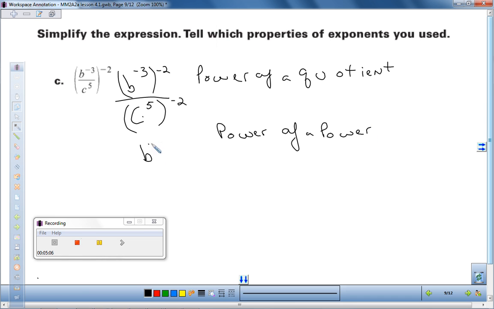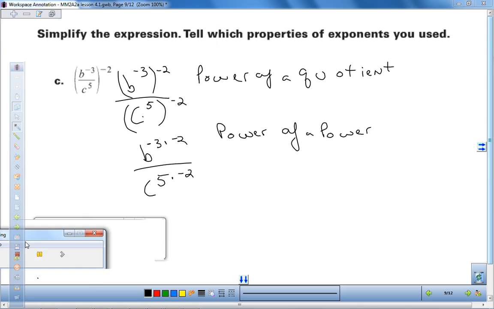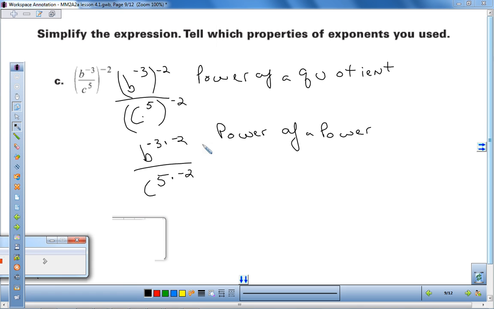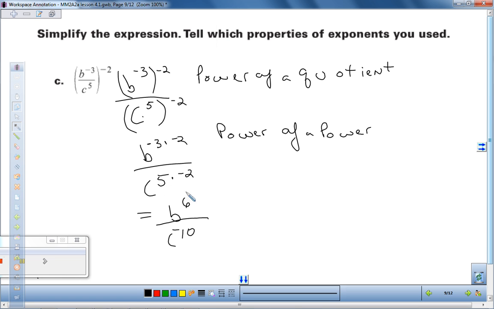Alright, so when we do power of a power, we're going to end up with negative 3 times negative 2 over 5 times negative 2. Okay, and so when we do that, we end up with b to the 6th over c to the negative 10. Here they have the same sign, so it's positive. Here they had different signs, so it's negative. And so that was power of a power.